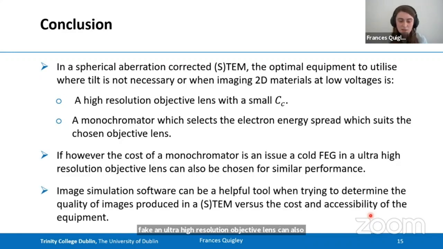And image simulation software can be a very helpful tool when trying to determine the quality of images produced in STEM versus the cost and accessibility of the equipment.